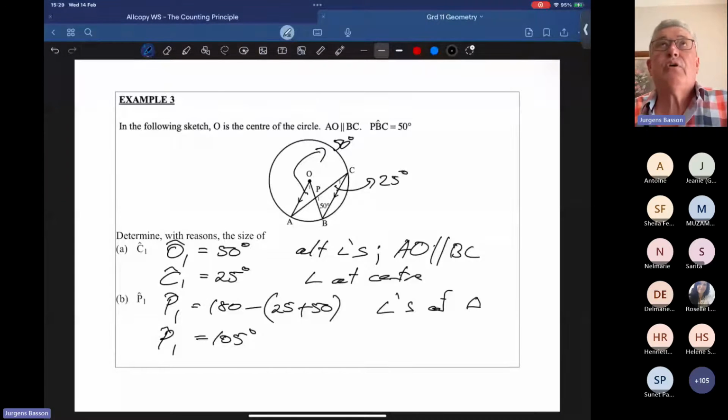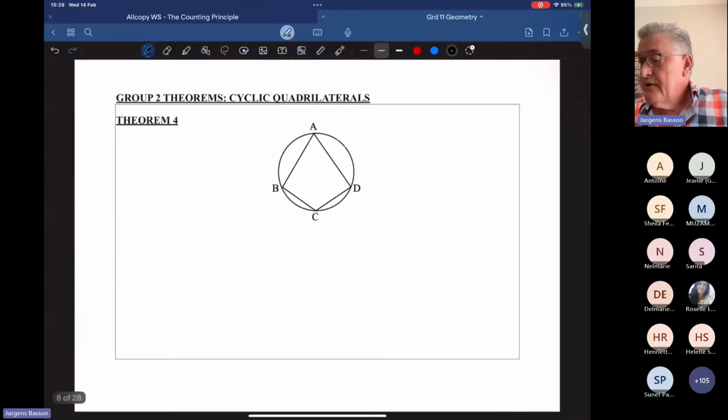All right, I hope you are ready for group 2. We're going to do the same thing. We're going to discuss the three theorems, and then we're going to do 2 or 3 problems only on cyclic quads, because that is what this is all about. It's about cyclic quads. And then we will look at group 3, and we will also look at problems there.